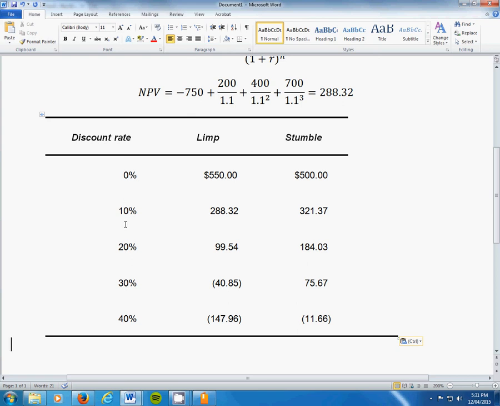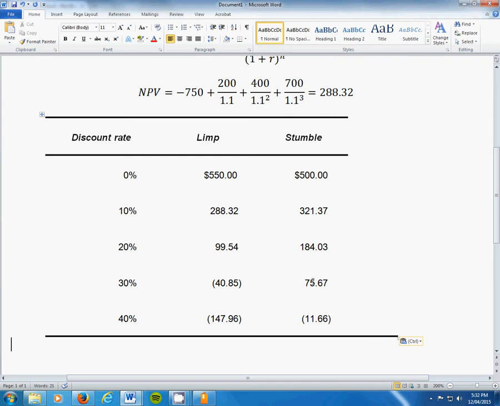Okay, so what we then do is we can go on and create this table by calculating the discount rates at various levels. And what we can see from this is that the net present value goes below 0 between 20 and 30%. So therefore, somewhere between 20 and 30% we know the internal rate of return for LIMP is. And for STUMBLE, it goes below 0 between 30 and 40%. So we know somewhere between 30 and 40% it is for Stumble.